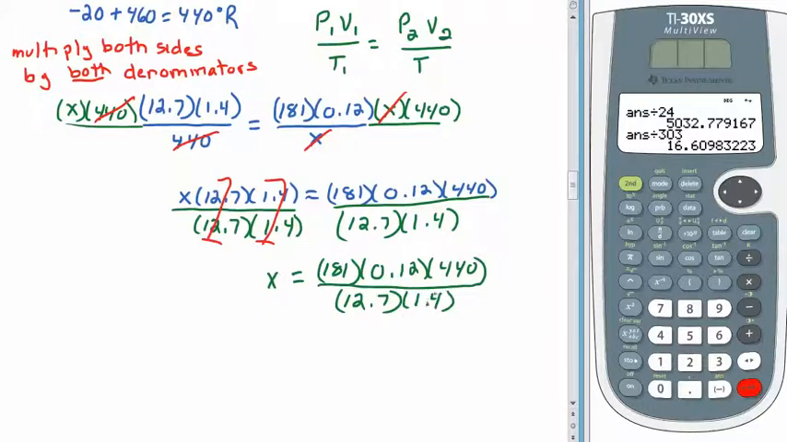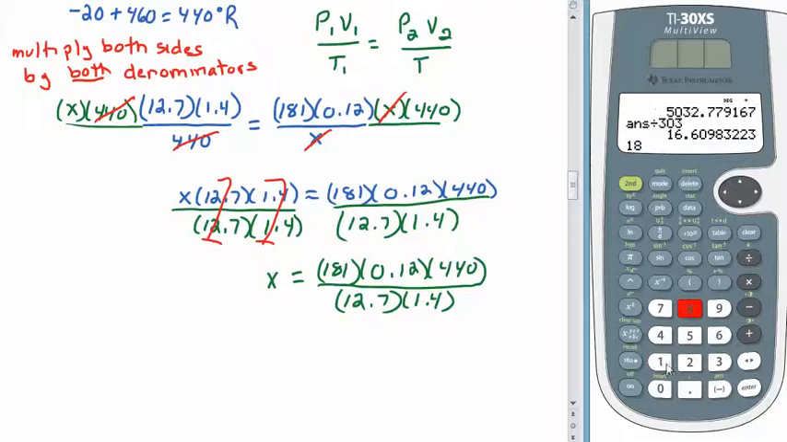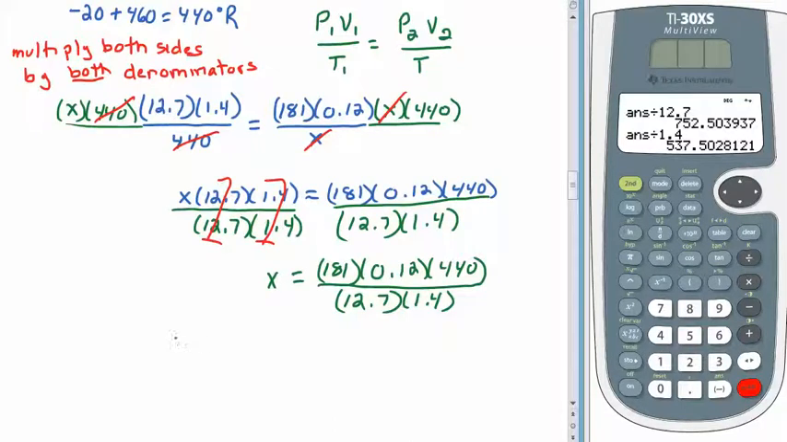All right, let's see what we have. 181 multiplied by 0.12 multiplied by 440. That should give me a value for the numerator. Divide by 12.7 and then take that answer and divide by 1.4. All right, there we are. Our value is, let's maybe round to the nearest tenth for a moment. X is equal to 537.5. All right, 537.5 what?